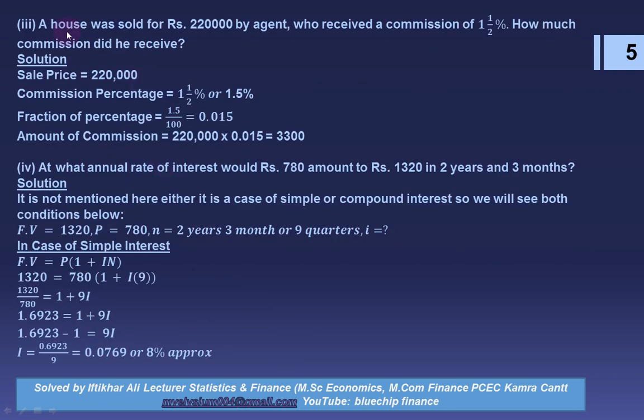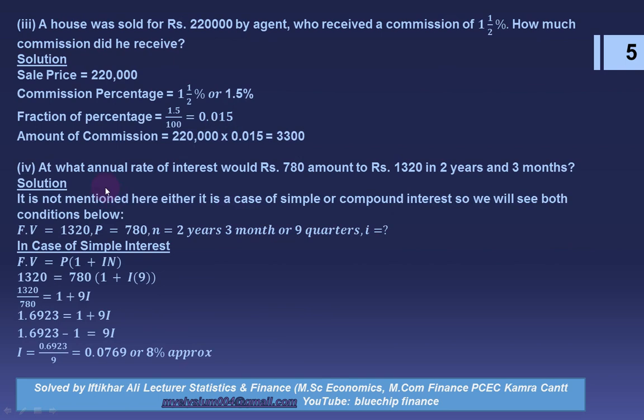Question number 3, a house was sold for rupees 22,20,000 by an agent who received a commission of 1.5%. How much commission did he receive? So simply we calculate the percentage of 2,20,000 multiplied by 0.015, and commission will be 3300.